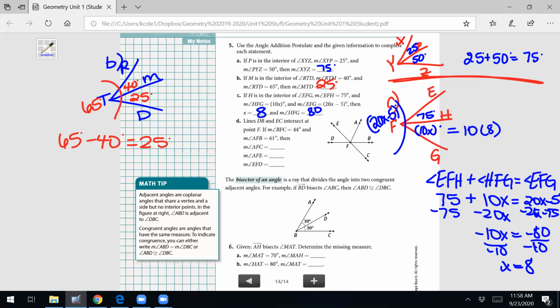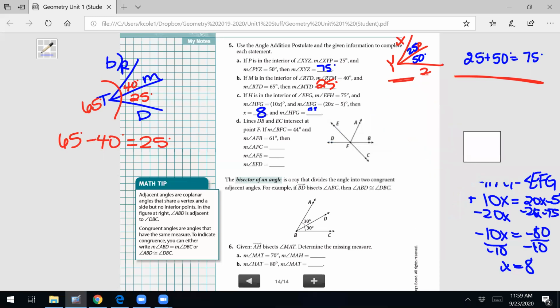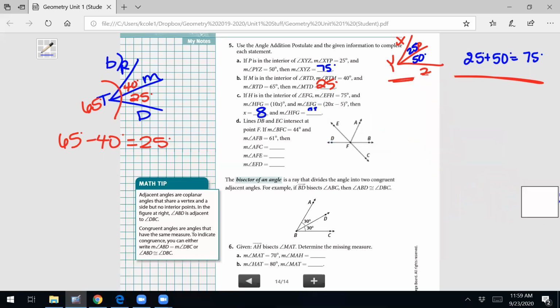All right. Now, D. D tells us that lines BD or DB intersect with EC. Okay, so they're telling us that those lines are intersecting at point F. Okay, then it goes on to tell us that the measure of angle, I hope y'all got that before I erase that. Got too much on this board. The measure of BFC is 44.